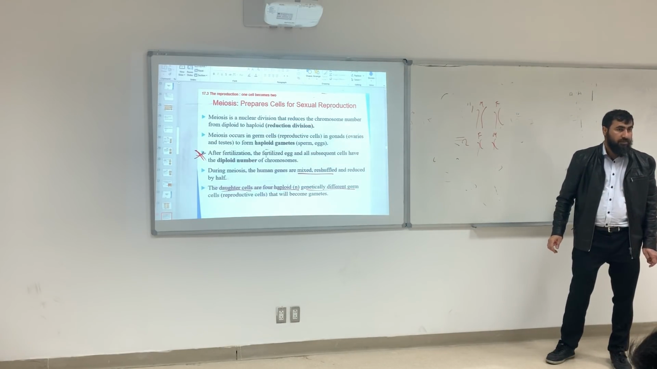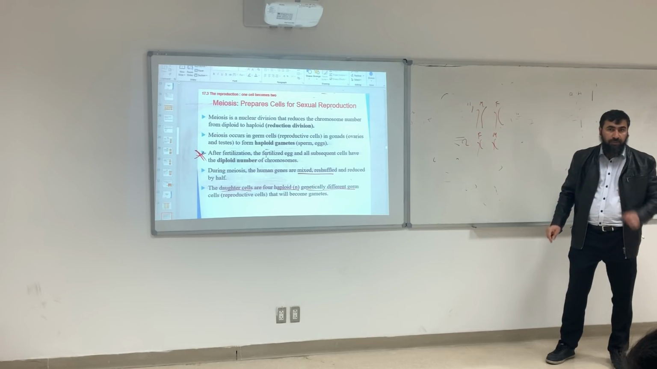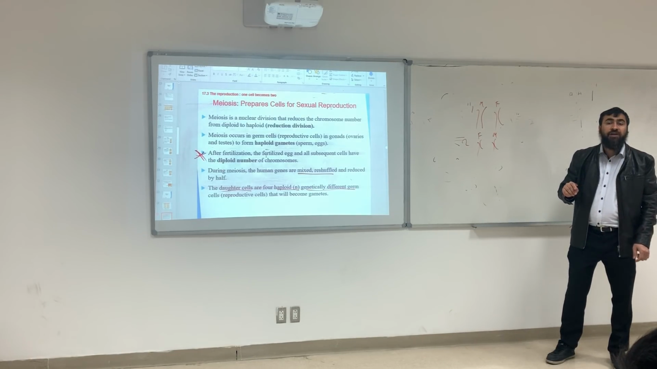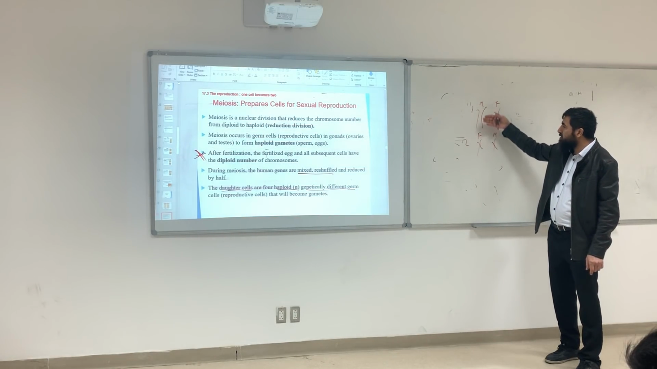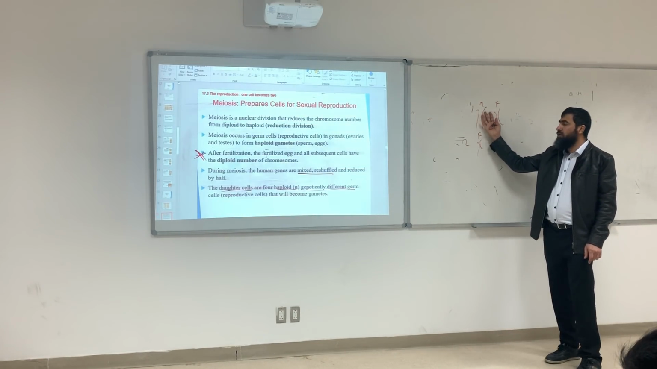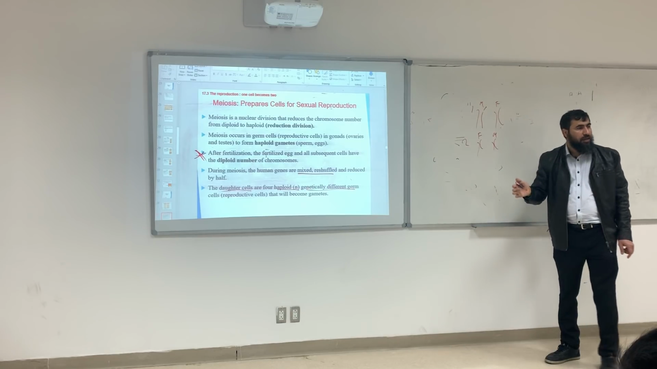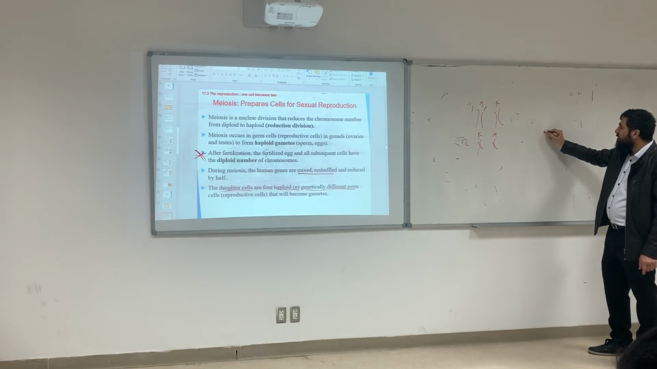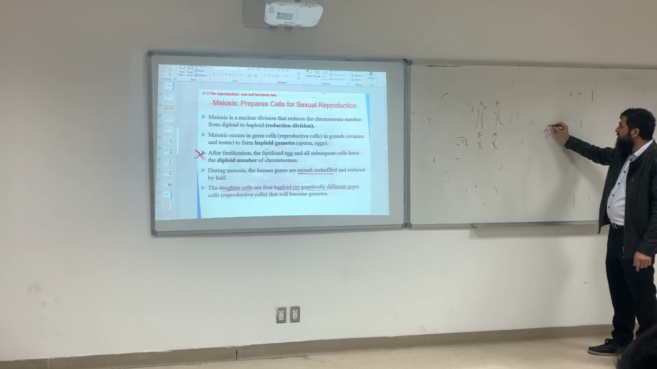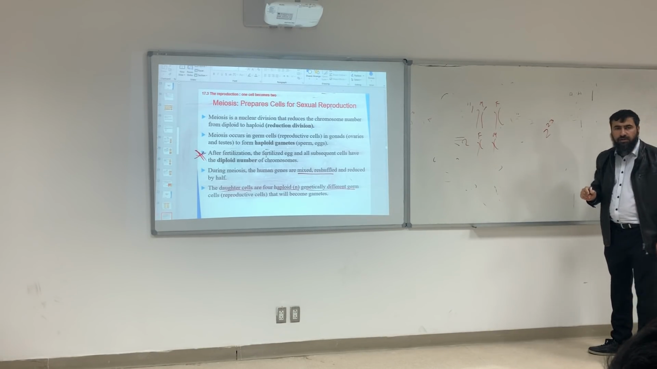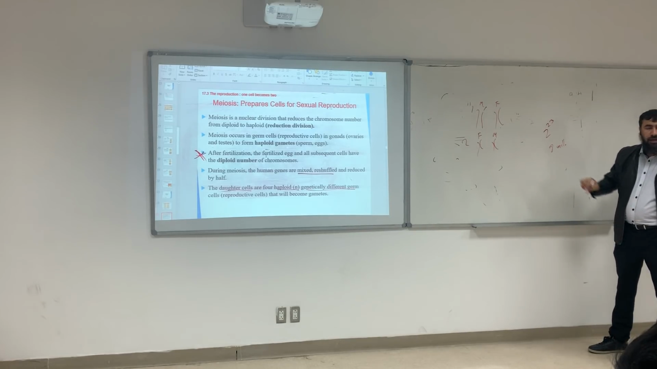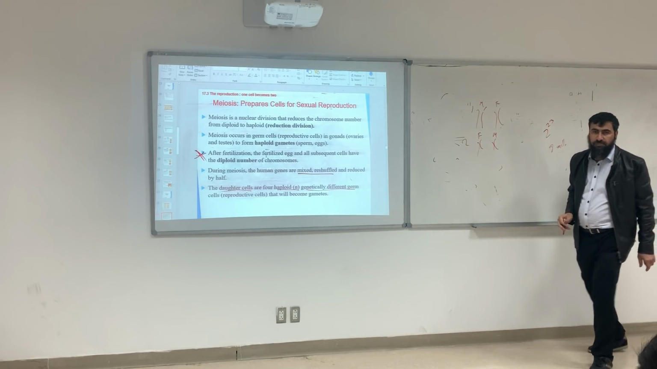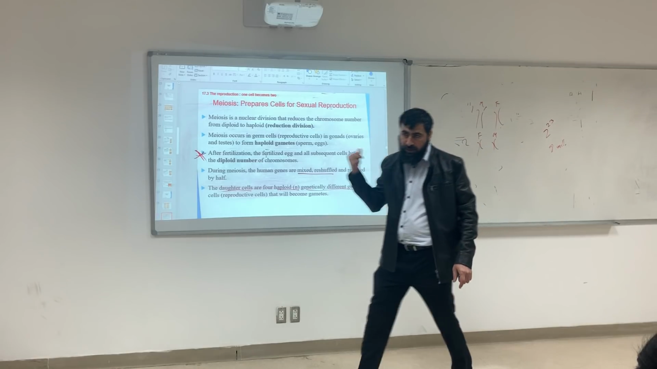This is a reshuffling, the law of independent assortment. This pair doesn't depend on how that one assorts. This one can go this way or that way. We say we get 2 to the power of 23, which is 8 million different combinations, more than 8 million. Yeah, this is the reshuffling.